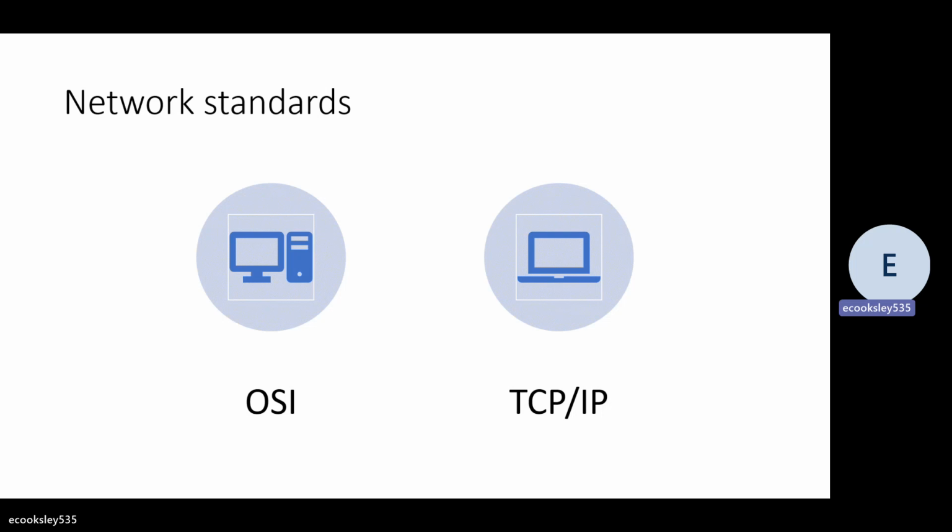So the upper layers consist of the 7th layer, the application layer, the 6th layer, the presentation layer, and the 5th layer, the session layer. Then its lower layers consist of the 4th layer, the transport layer, the 3rd layer, the network layer, and then the 2nd layer, data link, and finally the 1st layer, which is the physical layer.